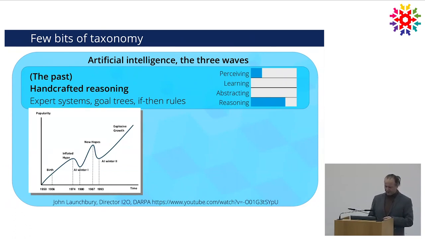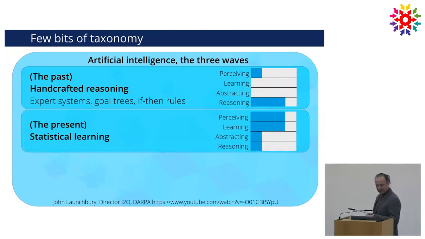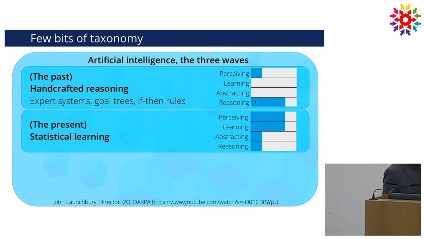So the second wave would be what we are living today, that is statistical learning, where you see that you have perceiving again, so the fact that you start from data, and the learning that is really happening. Little reasoning, that means that the algorithms essentially map the input into some kind of action or output, but don't do what we recognize as reasoning from a human perspective, and also the abstraction is a little bit, but not very much.